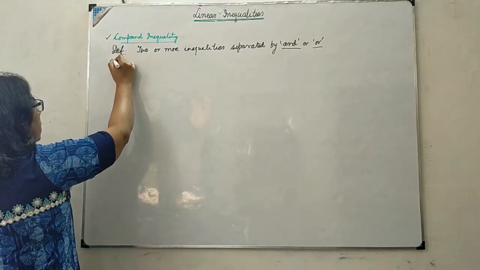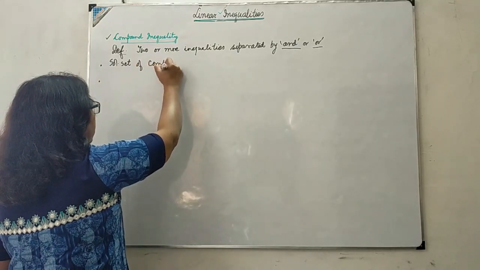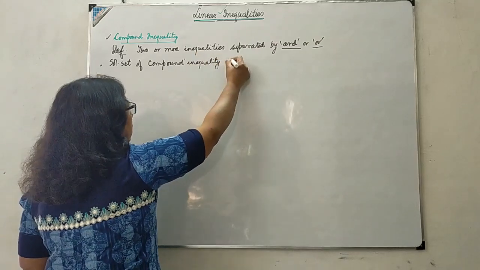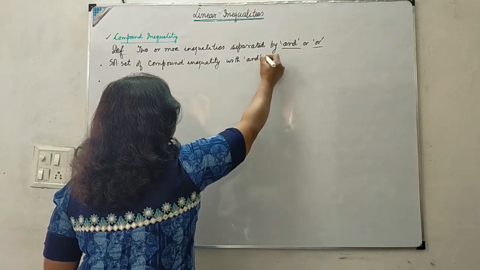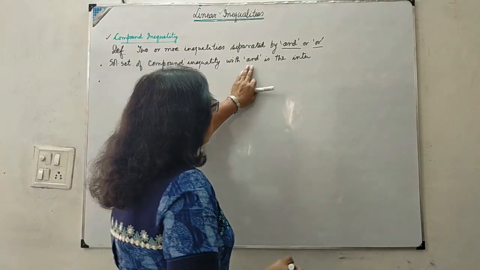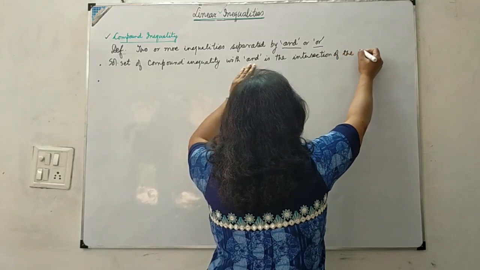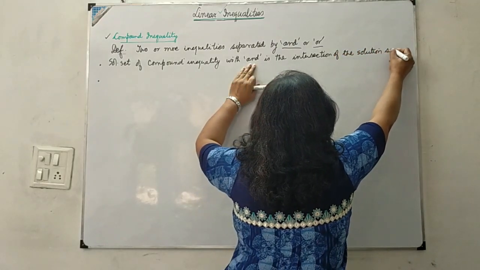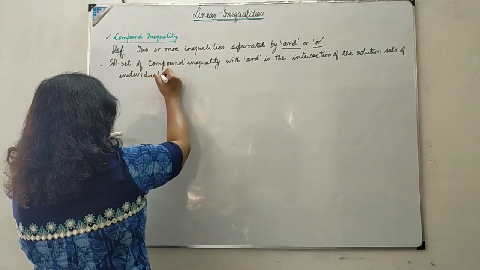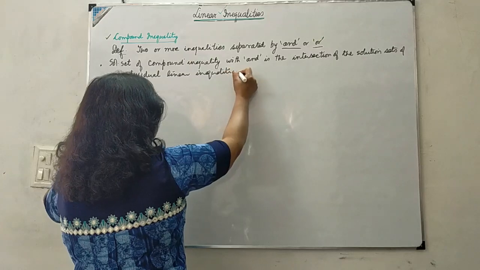Now, the solution set of a compound inequality with "and" is the intersection, because in sets also you have studied "and" is for intersection. Intersection of the solution sets of individual linear inequalities. We'll take some examples later on.